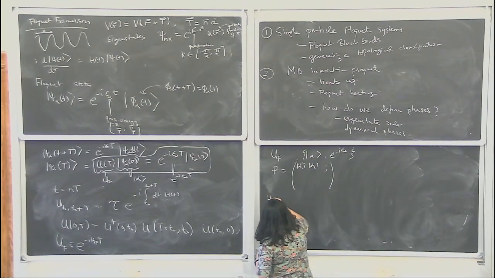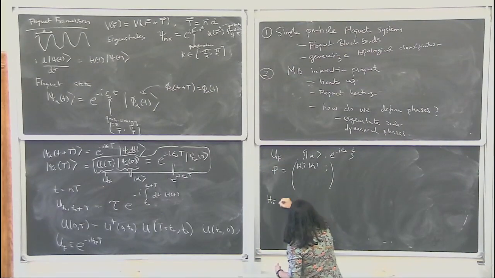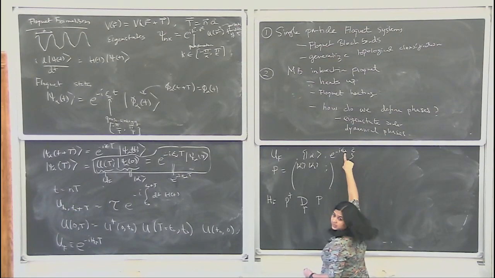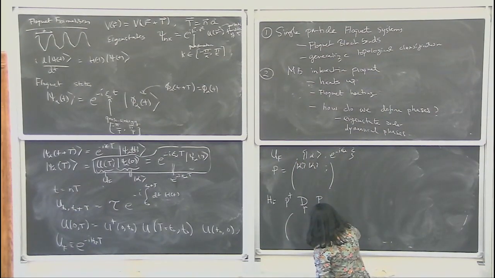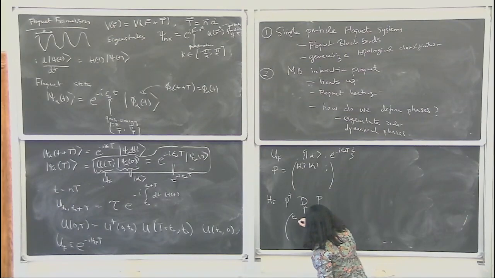right? And then you can write H Floquet. You just have to take the log of this operator. So H Floquet is going to be P dagger, a diagonal matrix, P. And what's going to live in the diagonal matrix, so those were the eigenvalues of U, you want to take the log of those. So this diagonal matrix is going to be ε_α. But now notice what happens. So ε1, ε2, ε_n.